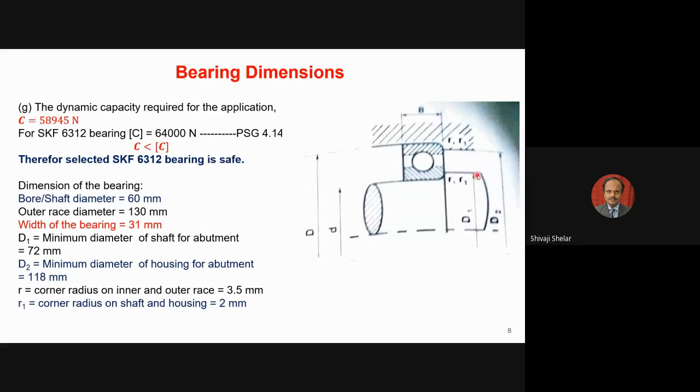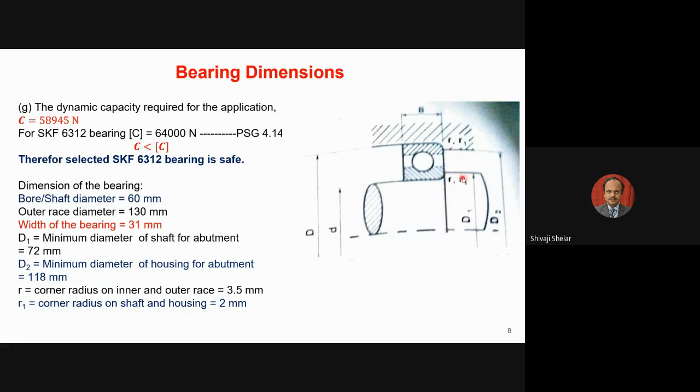So D1 is here. This is the shaft, and this is the D1 size, the D1 maximum size. So what is the D1 maximum size? Many times you have to mount the bearing, and to mount this bearing, you require abutment on the shaft surface as well as the housing surface. So what is abutment? We create a shoulder. Abutment means creating a shoulder in the shaft or in the housing.